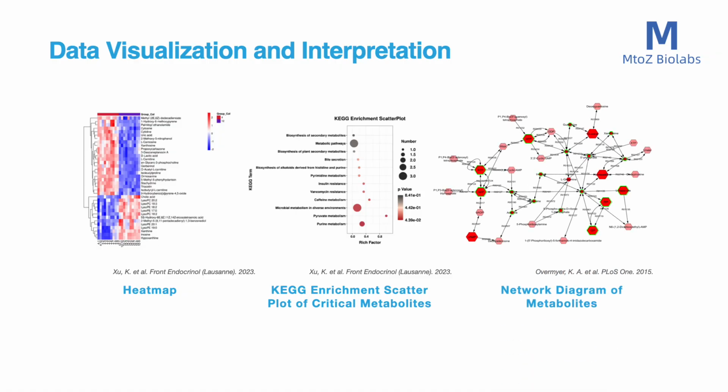Finally, a metabolite network diagram maps the differential metabolites onto a curated metabolic network, illustrating their interconnections. In the diagram, each node represents a metabolite, while the edges indicate biochemical reactions or associations between them. Together, these visualizations provide a comprehensive and intuitive interpretation of metabolomics data.